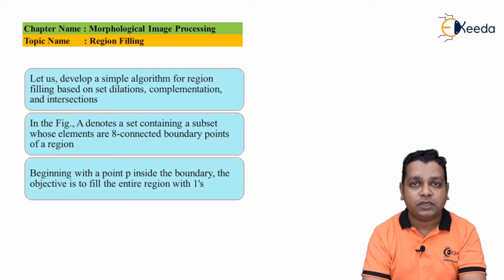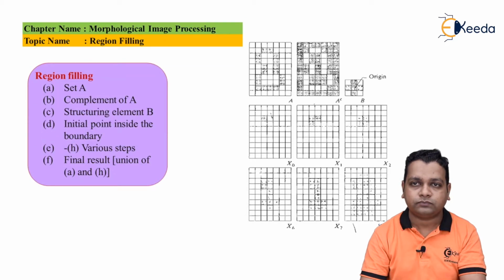Here we shall begin with only one point represented by P inside the figure, and our objective will be to make a complete region filling with the help of ones represented in the figure. On the right hand side you see the figure. In part A we find a set represented by capital A. In part B, the corresponding complement of the same set is represented. Next to that, in part C, we have the representation of the structuring element B.